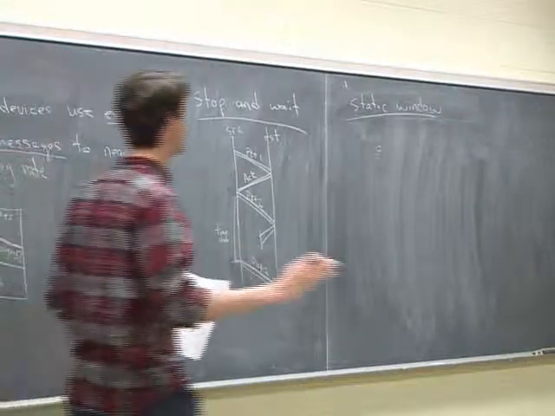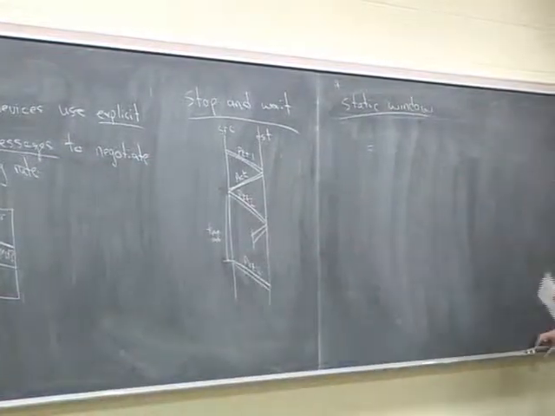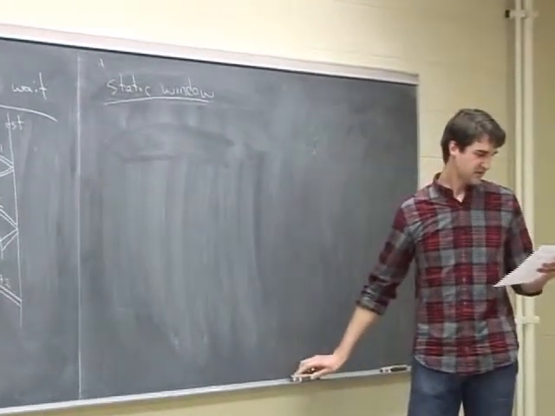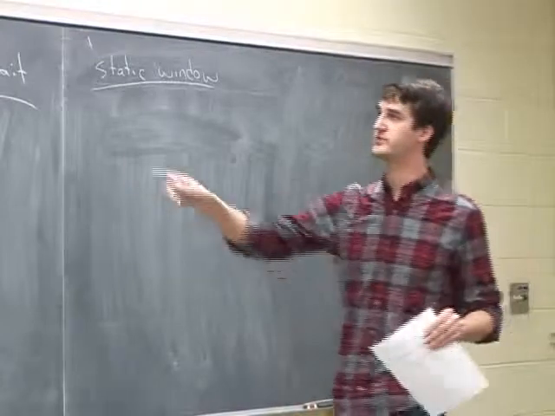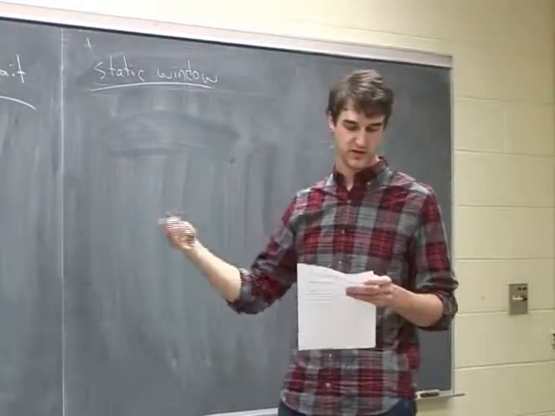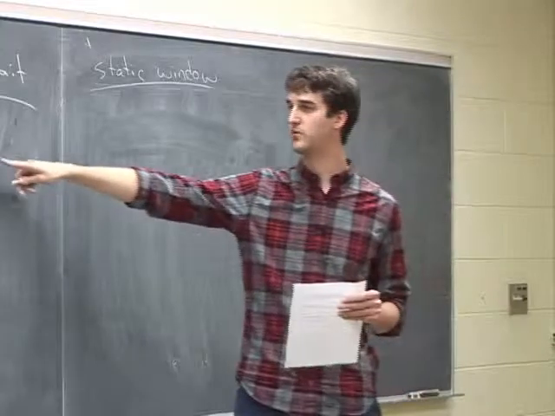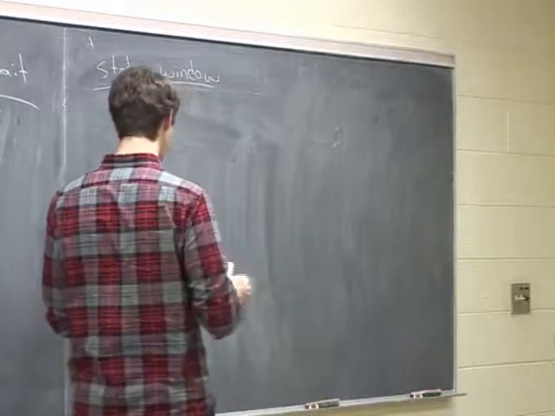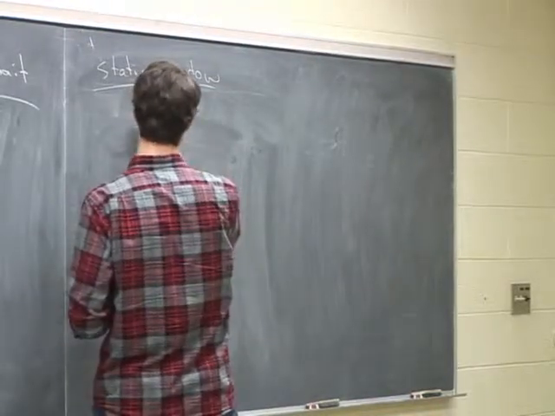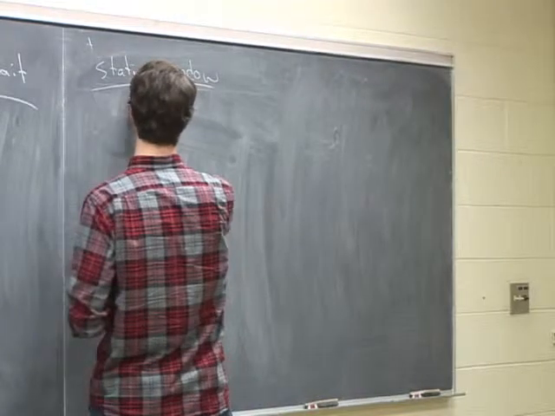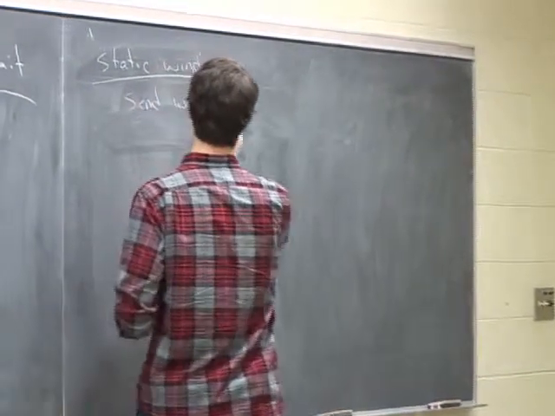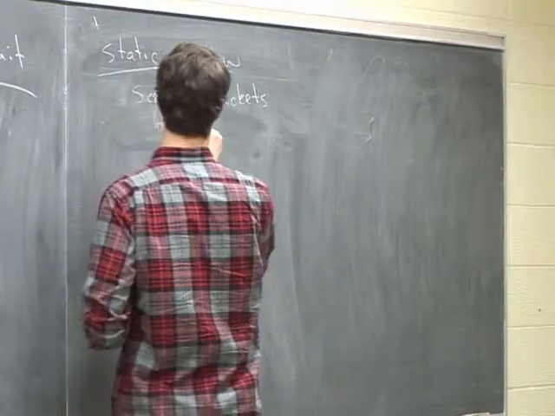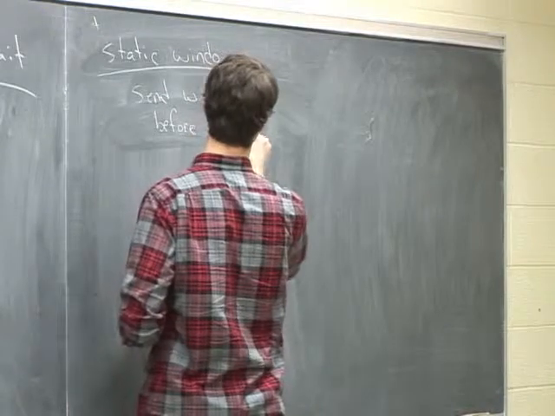Okay, so before the break, we left on this major cliffhanger of what's a static window protocol. And a static window protocol generalizes this stop and wait protocol. So instead of just sending one packet at a time and waiting for the acknowledgement, now we send W packets before receiving acknowledgements, okay? So now we send W packets before waiting.